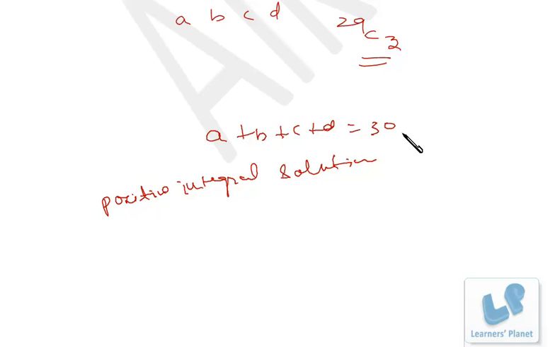30 apples are being distributed among 4 persons. So 29 gaps will be there, and out of them 3 gaps you need to select. So 4 partitions you will be getting. First partition for A, then B, then C and then D, right? Similarly, the logic can be extended.